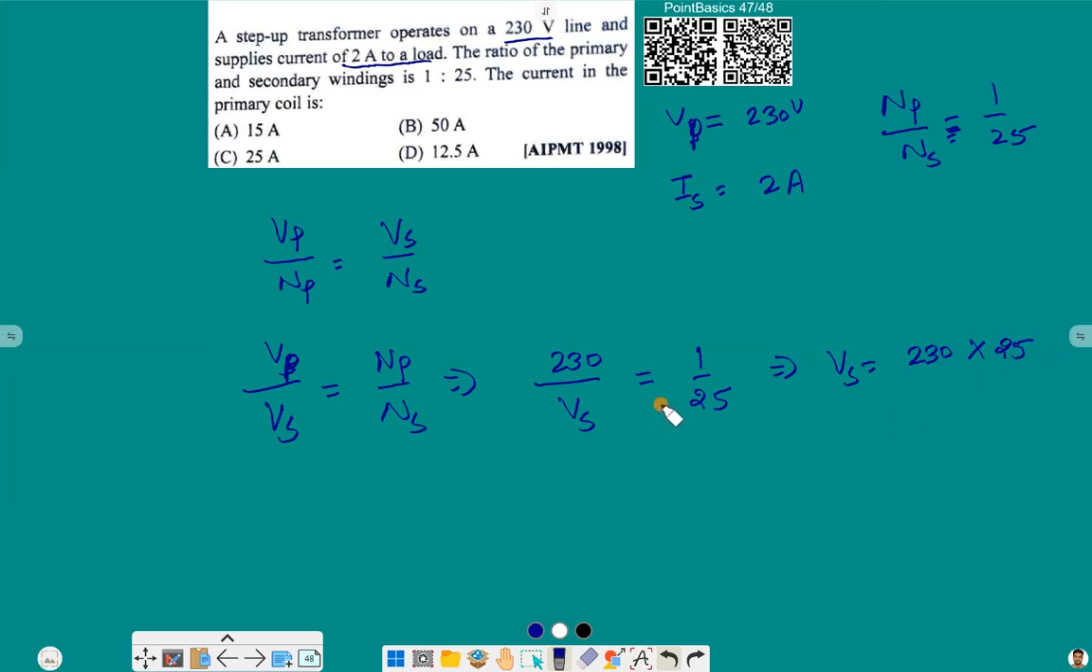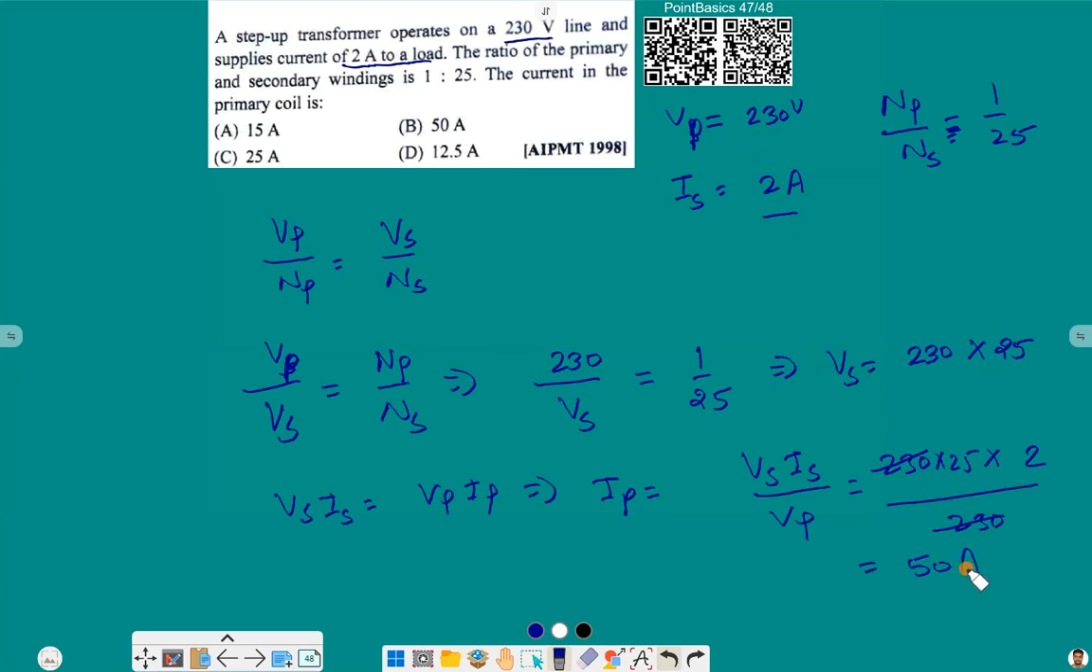So from this Vs is equal to 230 multiplied by 25. So now we will compare the power, assuming it to be an ideal transformer. So in that case, Vs Is is equal to Vp Ip. So from this, Ip or current in the primary coil will be Vs Is by Vp. Vs is 230 into 25, Is is 2, divided by Vp which is 230. Both cancel out, and Ip is 50 ampere for us. So that is option B.